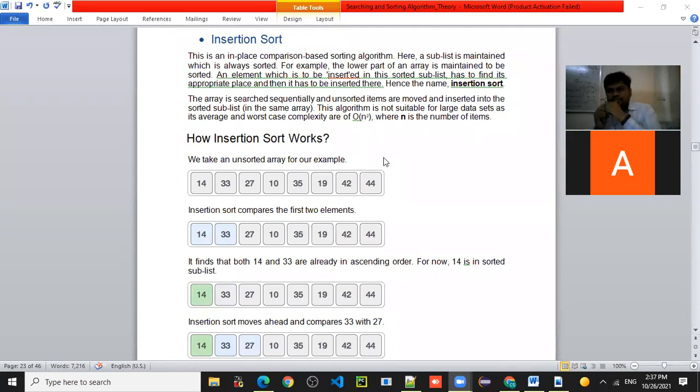So this insertion sort algorithm is an in-place comparison based algorithm. So what is meant by in-place? I have already explained these terminologies.